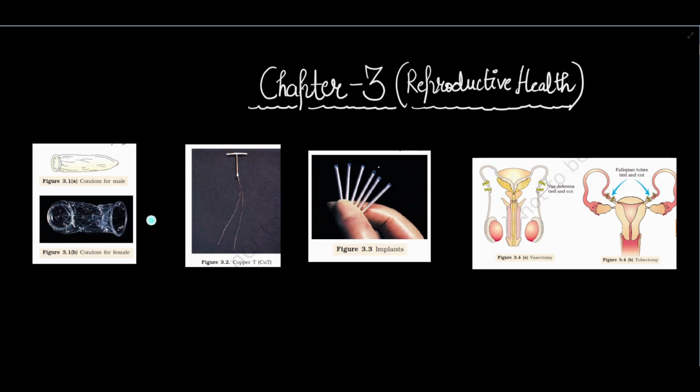Sometimes these structures are asked, like this is the structure of the condoms, this is the structure of the copper T, this is the picture that shows the implants that help in contraception, and the surgical methods like vasectomy and tubectomy. This structure is also very important. Sometimes a structure is given, and you have to label each and every part, or sometimes it is asked what this picture indicates. So you should know about vasectomy, tubectomy, and these pictures also.